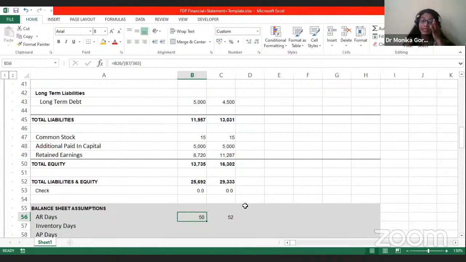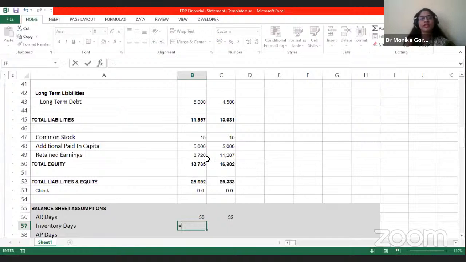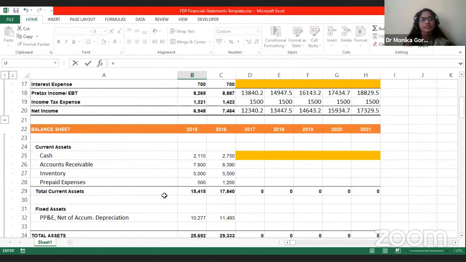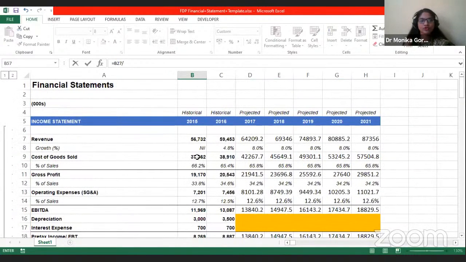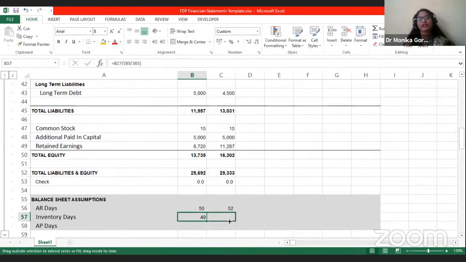So you have given 50 days of credit to the people to whom you have sold your goods. Moving ahead, the same thing will be applied to your inventory days. Inventory days is equal to inventory. I'll get the inventory from my current assets, divided by cost of goods sold, because inventory is related to my cost of goods sold. Here itself I'll divide that by 365, so I'll come to know how many days it is taking for that inventory to get converted.